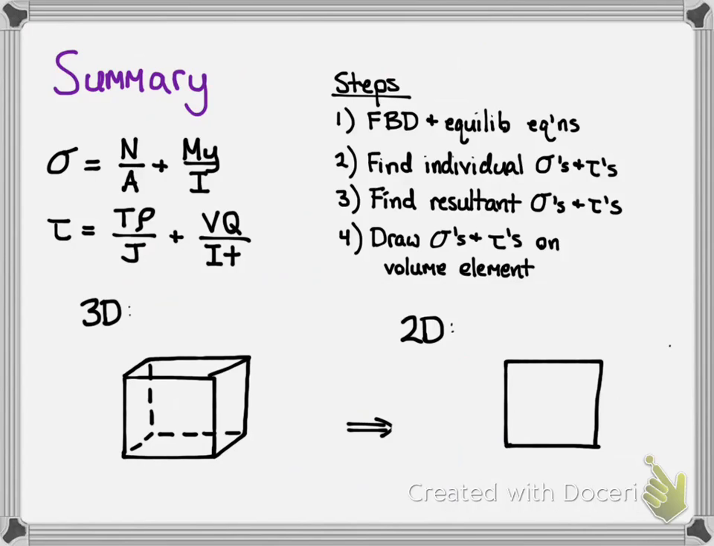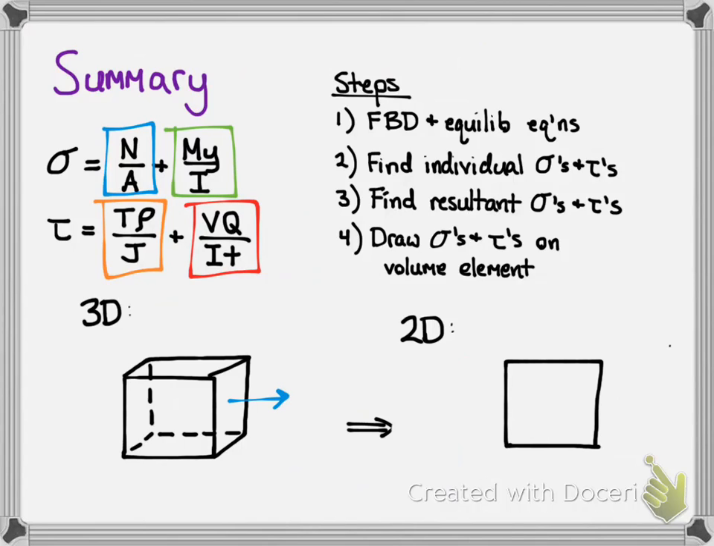Just in case, I've given you a summary page here to kind of go over what we did. We said that the total normal stress at a given point was a sum of the normal stress due to normal force and normal stress due to a bending moment. And our shear stress was a sum of the shear stress due to torsion and the shear stress due to shear force. And then we can represent that graphically or visually by drawing it on a differential volume element, which could be a cube or a square depending on your stress state.